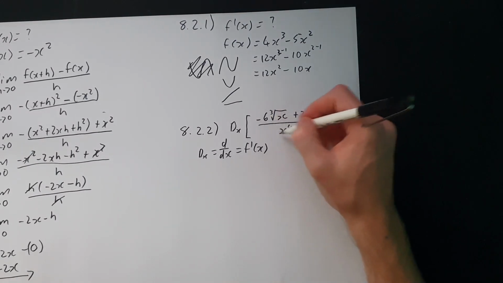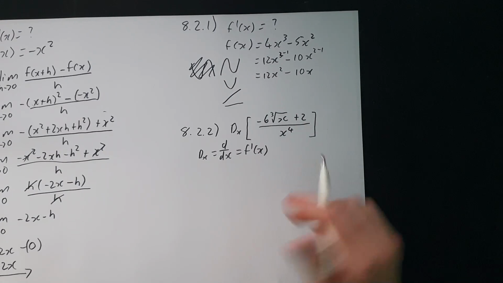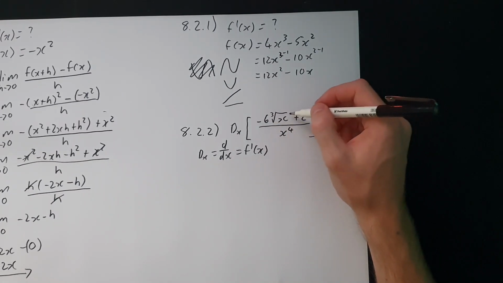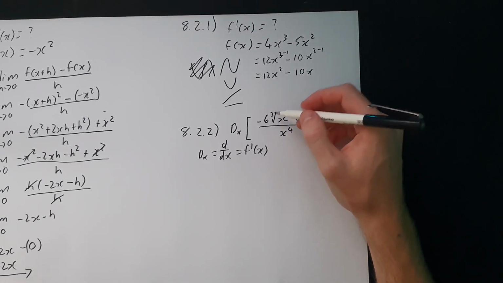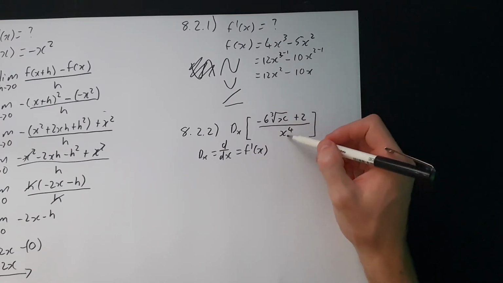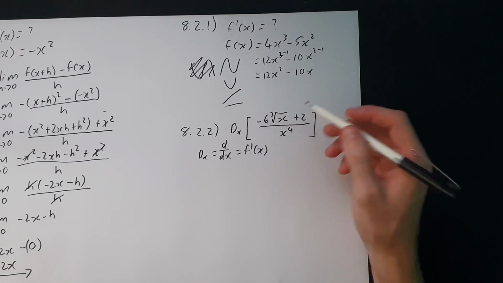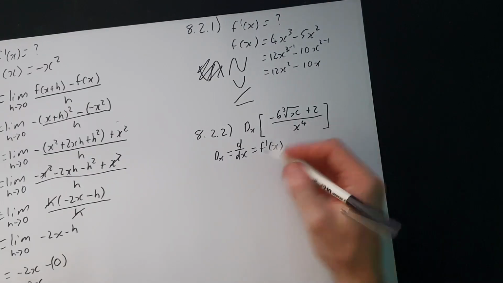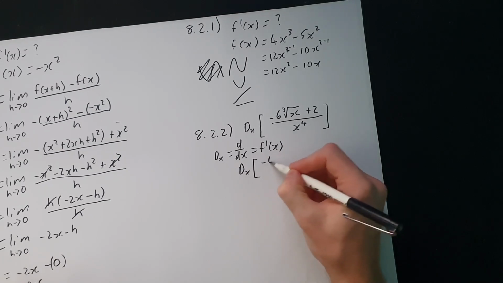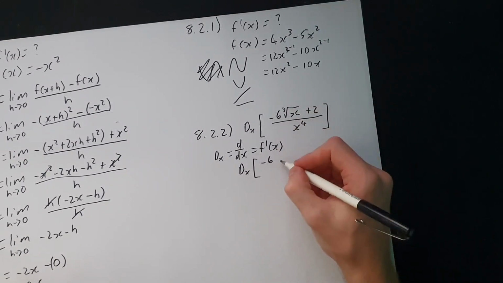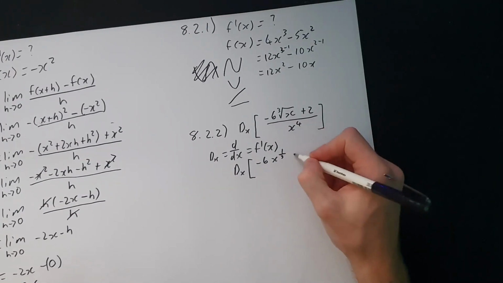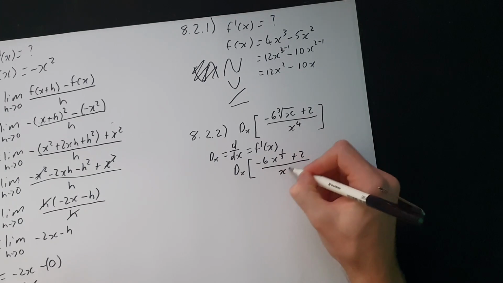When you have something complicated like this, my best advice is first simplify it so all the variables have exponents. What do I mean by that? We're going to change the cube root of x to an exponent, and we're going to take this x to the 4 to the top. So d_x of minus 6, now the cube root of x is just x to the power of 1 over 3, plus 2 all over x to the 4.